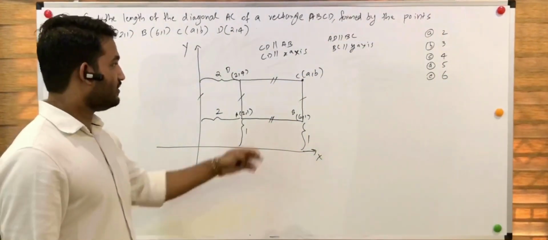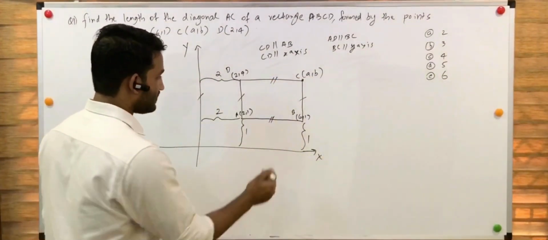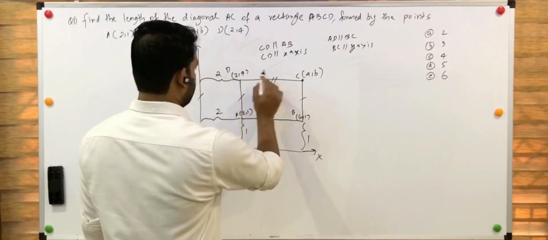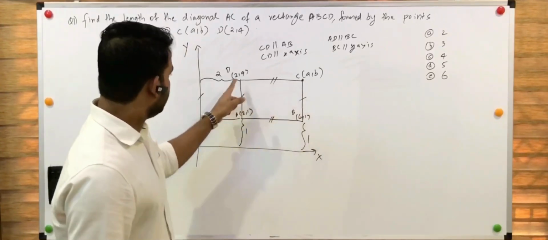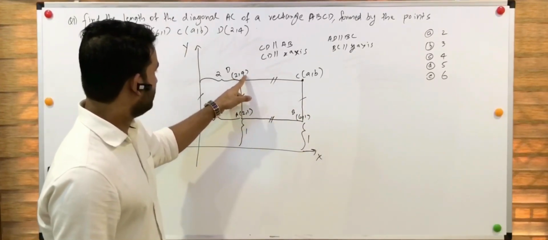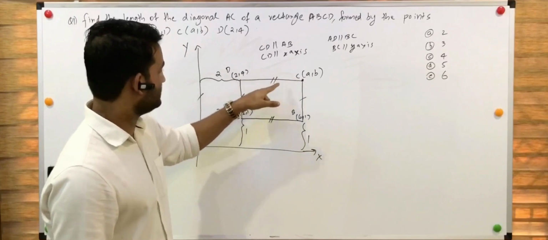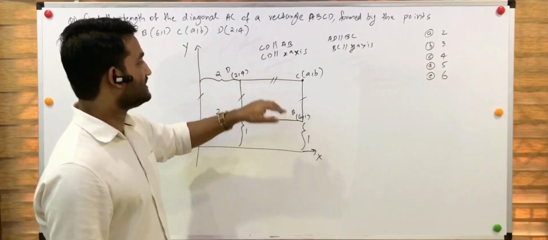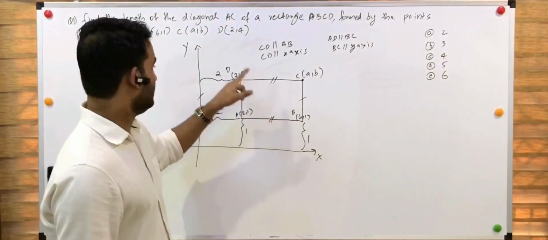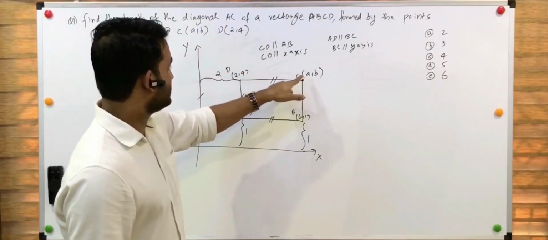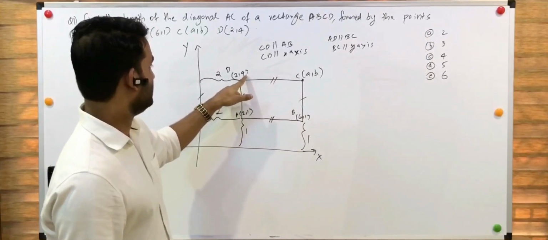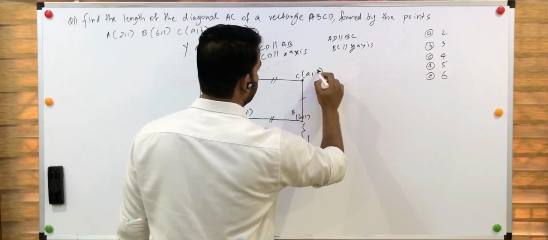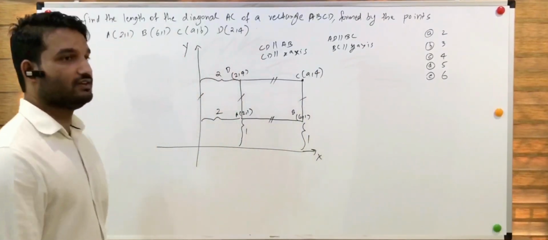Then let's see how I am going to find out. Take this line segment DC. Here the y coordinate is 4. We know CD is parallel to the x-axis. So to satisfy this parallel condition, the y coordinate of C must be the same as the y coordinate of D, so we get 4. Okay.